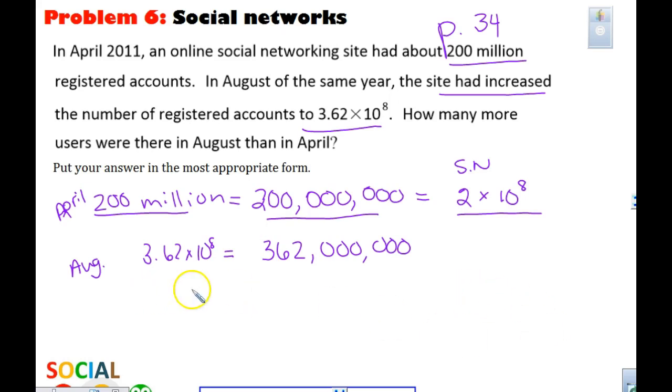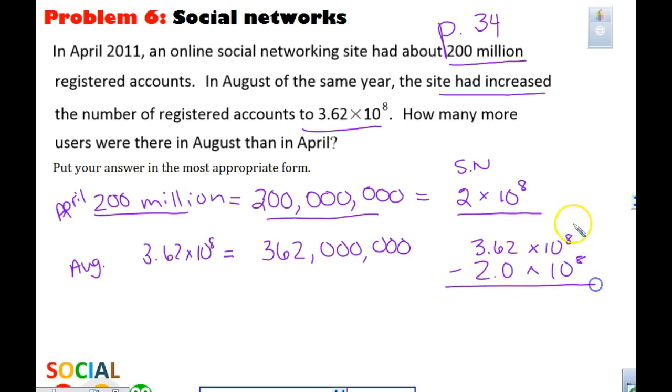Subtract. So we want to take August, right? The 3.62 times 10 to the 8th, and we are going to subtract April, which is 2.0 times 10 to the 8th. When we add and subtract, the power stays the same. It's going to still be 10 to the 8th users. How many more users did we have? We're going to subtract. 3.62 minus 2 gives us 1.62. Could you leave your answer in this form? 1.62 times 10 to the 8th users.